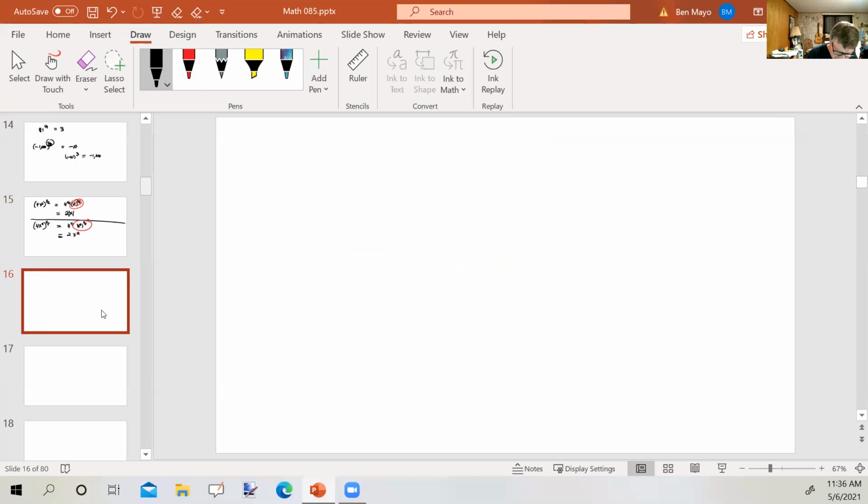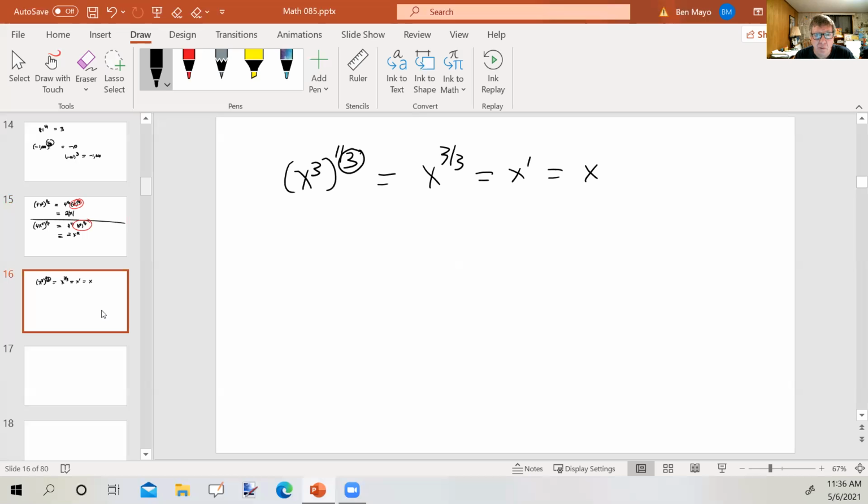What about this situation? X cubed to the 1/3 power. A power raised to a power, you multiply the exponents. So this is x to the 3/3 or x to the 1 or just x. I don't need absolute value bars here though, because even though x could be negative, that's not a problem because we're taking an odd root. Okay, cube root, odd root. All right.